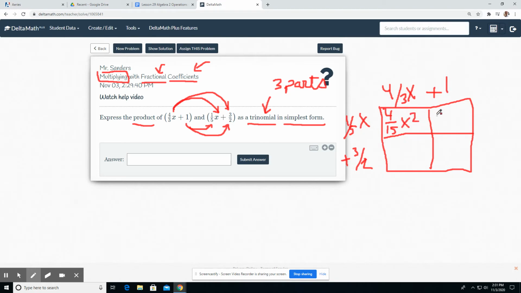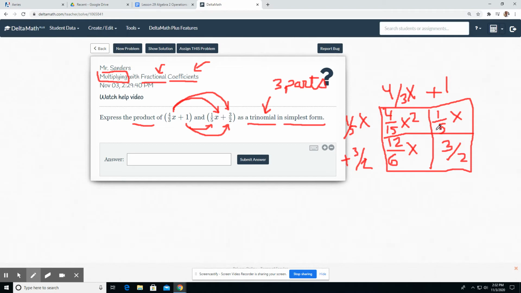1/5 x times 1, well, that's easy. It's 1/5 x. 3/2 times 4/3 x, well, same thing. The top multiplies to the top, the bottom multiplies to the bottom. So 3 times 4 is 12, 3 times 2 is 6, and we still have that x there. 3/2 times 1 is 3/2.